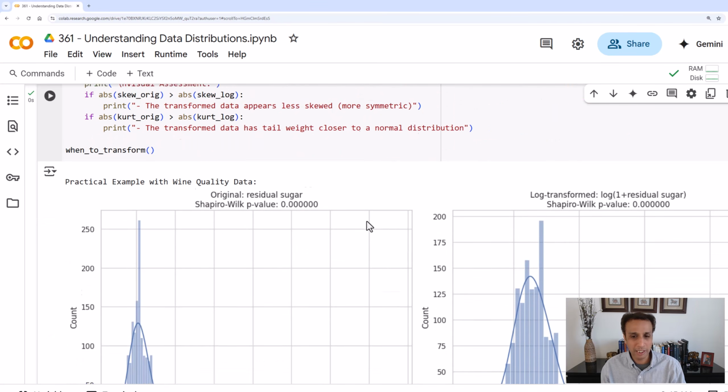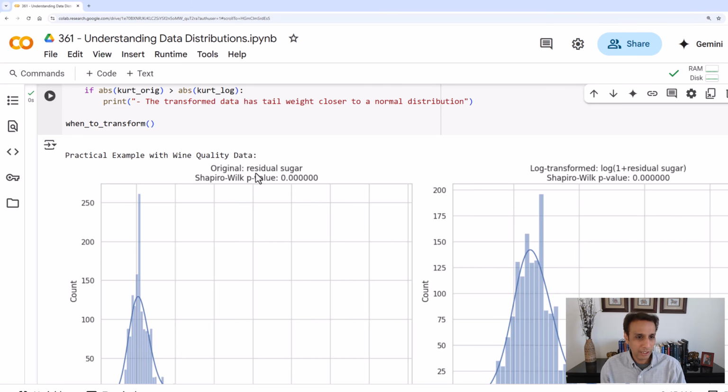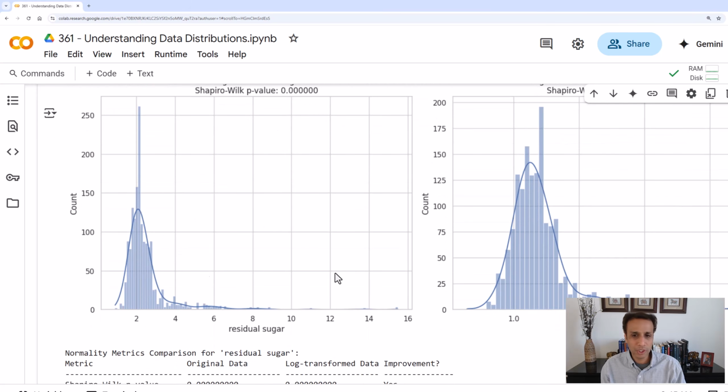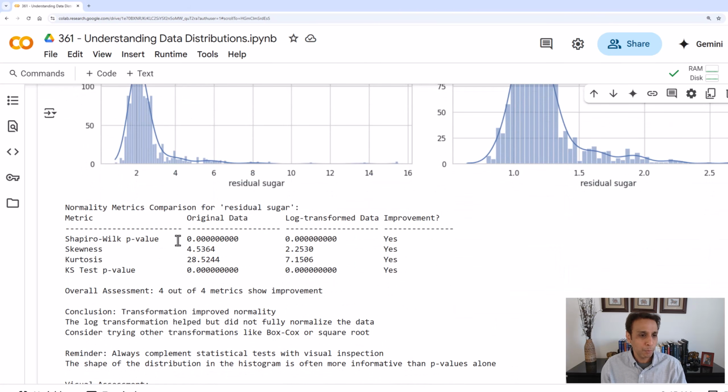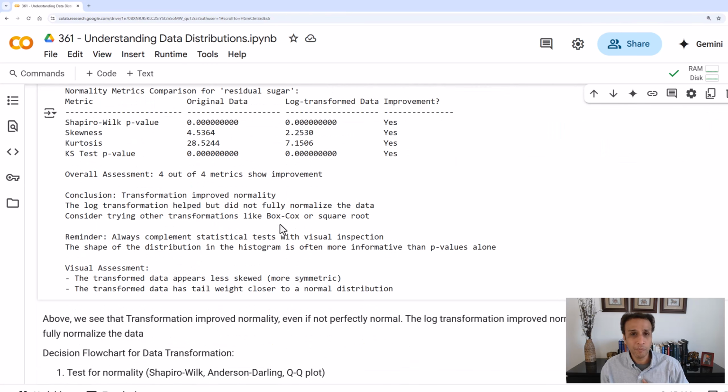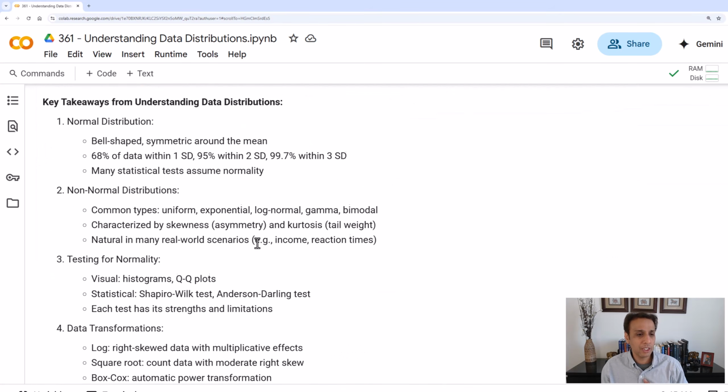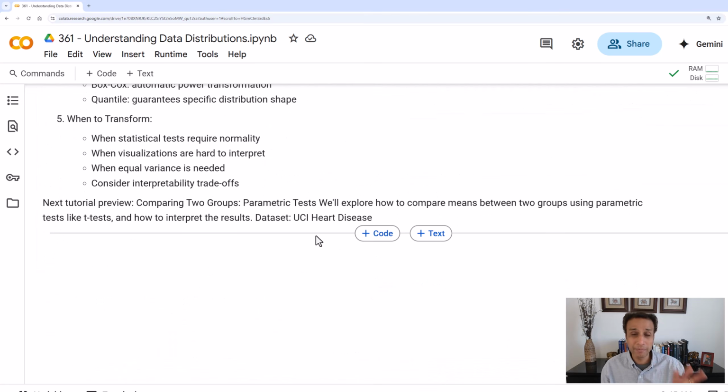So all this code is basically doing exactly that. So wine quality, you're looking at the residual sugar. This is the original, and this is the log transformed with Shapiro-Wilk value right there. But more importantly, you can look at your original data and log transformed data. Is there any improvement? If yes, we can probably use one of these transformations for this specific data. Okay, I think that's the end of it, and the remaining is just some notes for you to go through so you can keep this notebook for future reference.